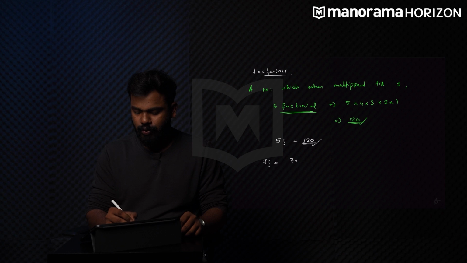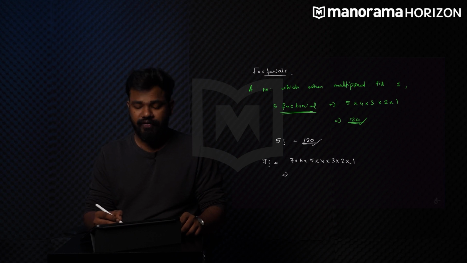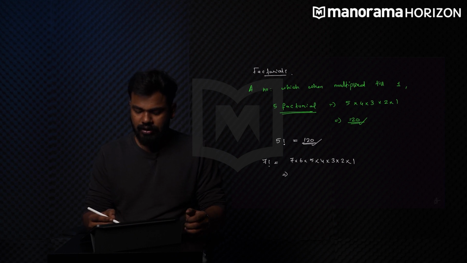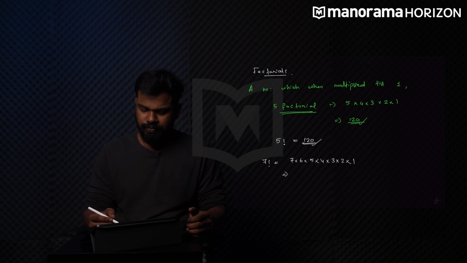And now same like that, what will be 7 factorial? It will be 7 into 6 into 5 into 4 into 3 into 2 into 1. That gives us 7 into 6, 42. 42 into 5 is 210. 210 into 4 is 840. 840 into 3 is 2520.